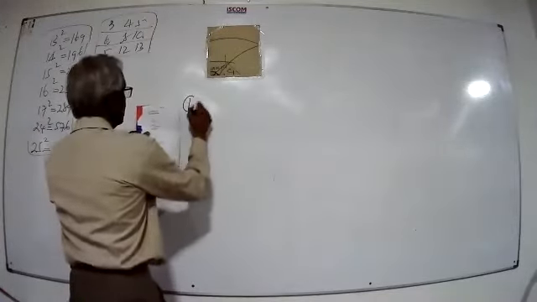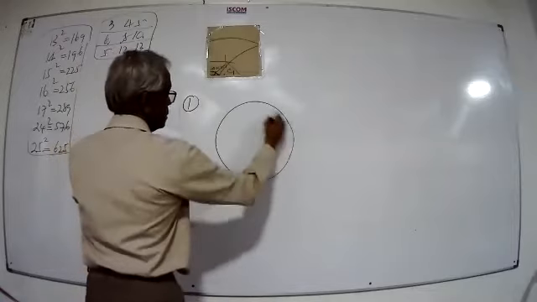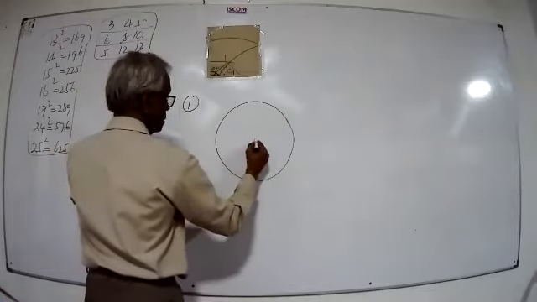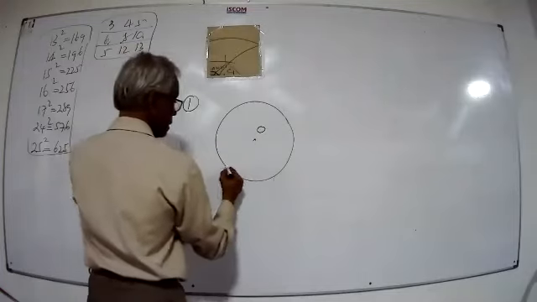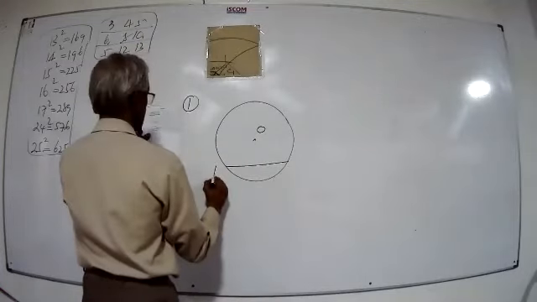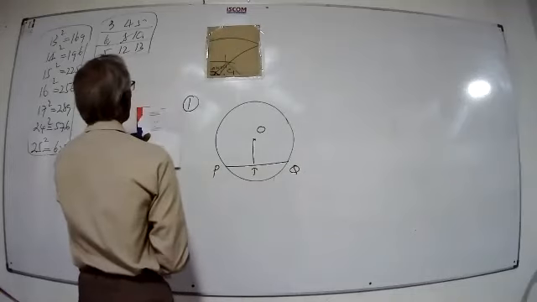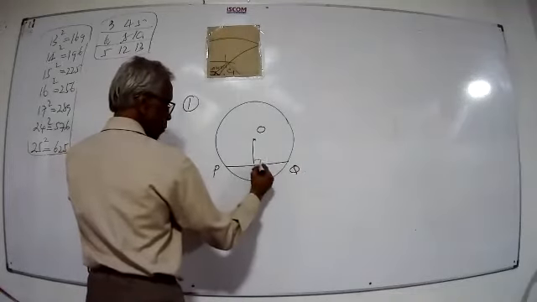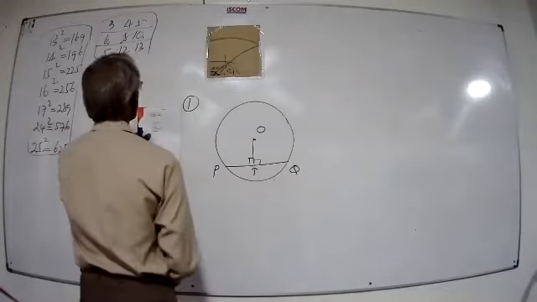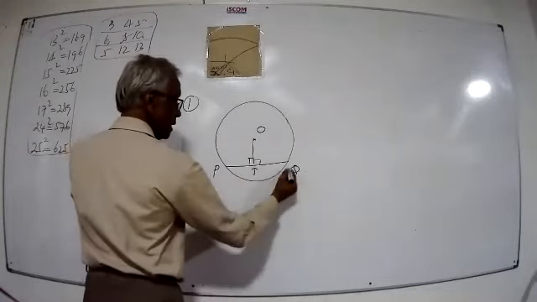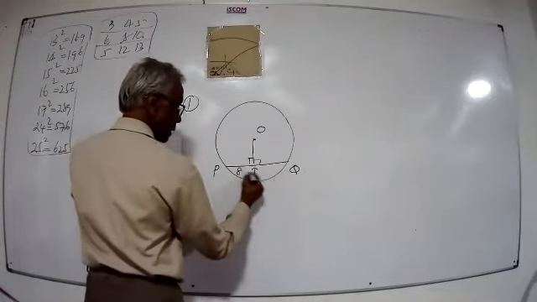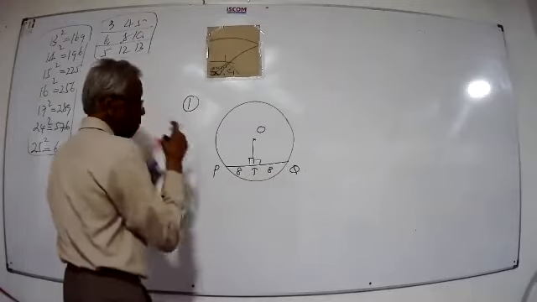Happened? Data, include the data first. O is the center. This is the pole PQ. This is T. OT is perpendicular to PQ. Make a 90-degree radius. PQ is 16, so take 8 and 8. The theorem has been applied directly.